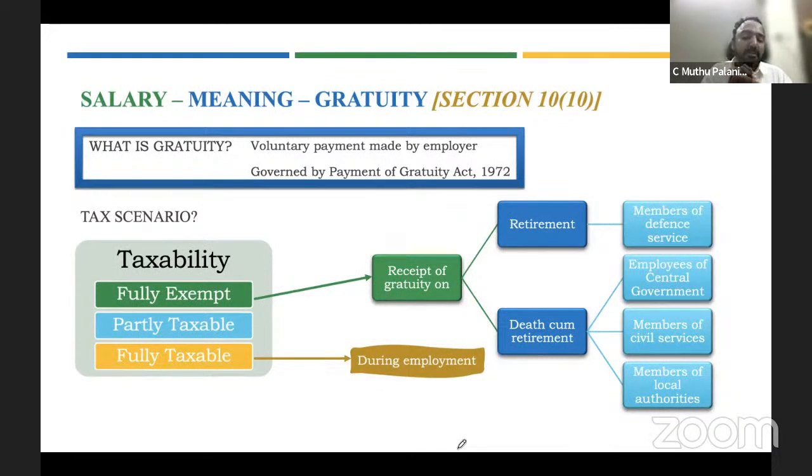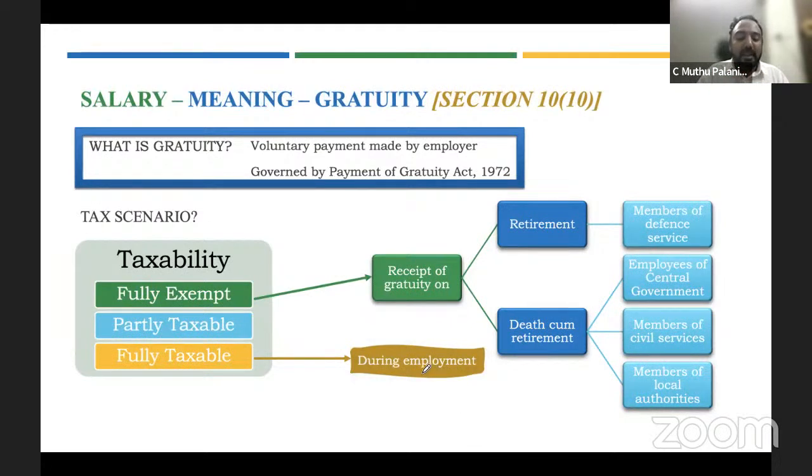So what do you mean by gratuity? Of course, it's like gratitude. The employer is giving a gift to the employee, thanking him for working for such a long period. Generally, it used to be 5 years. So in this situation, the tax scenario could be three: it could be fully exempt, fully taxable, or partly taxable.